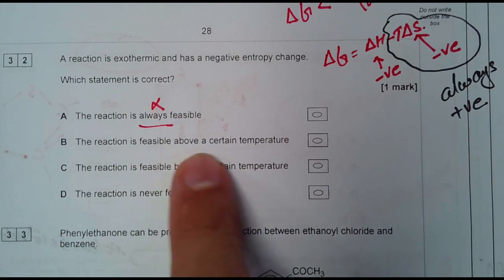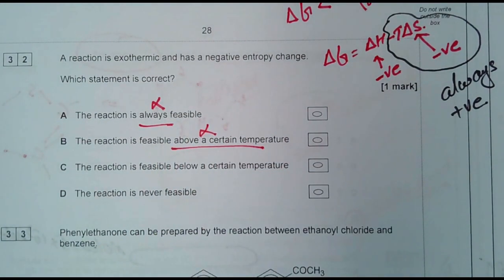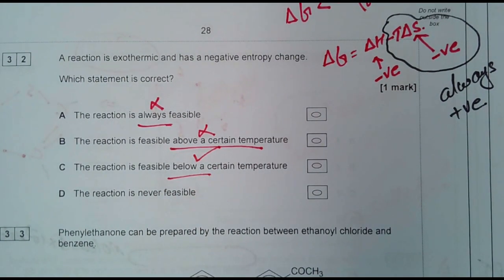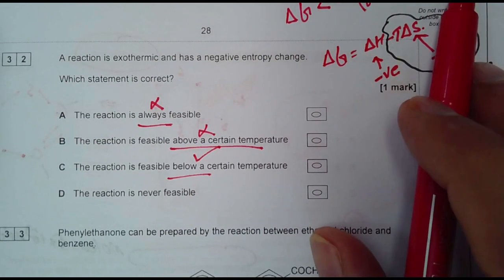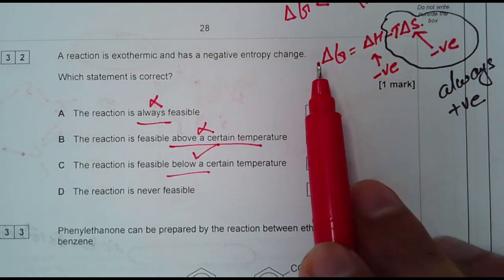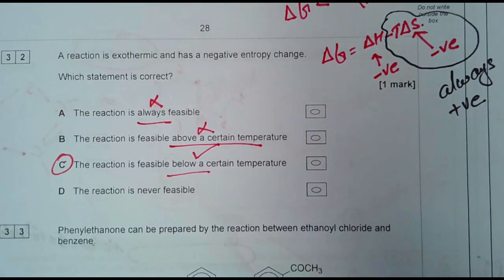The reaction is feasible above a certain temperature. Above a certain temperature, that's wrong. The reaction is feasible below a certain temperature. That's true. Because the moment the temperature goes above that temperature, this value will become more positive than delta H, and therefore the delta G will now be greater than 0. Okay, so the answer is C.